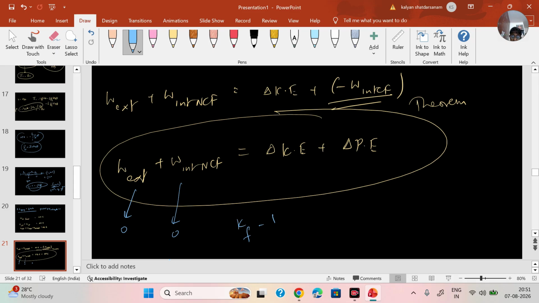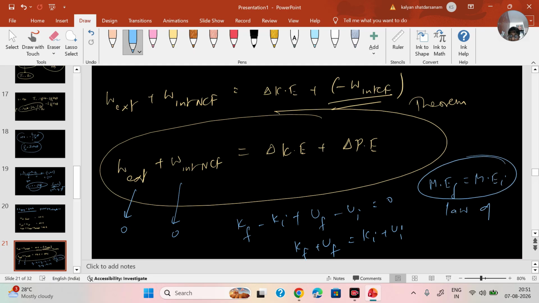So K final minus K initial, plus the change in potential, U final minus U initial, will be 0. From here you can check K final plus U final is K initial plus U initial. Kinetic plus potential is called mechanical energy. So mechanical energy final is mechanical energy initial. This is called the law of conservation of mechanical energy.